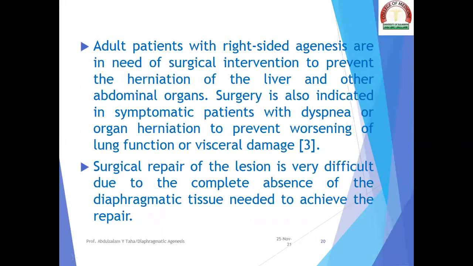Adult patients with right-sided agenesis are in need of surgical intervention to prevent the herniation of the liver and other abdominal organs. Surgery is also indicated in symptomatic patients with dyspnea or organ herniation to prevent worsening of lung function or visceral damage. Surgical repair of the lesion is very difficult due to the complete absence of the diaphragmatic tissue needed to achieve the repair.